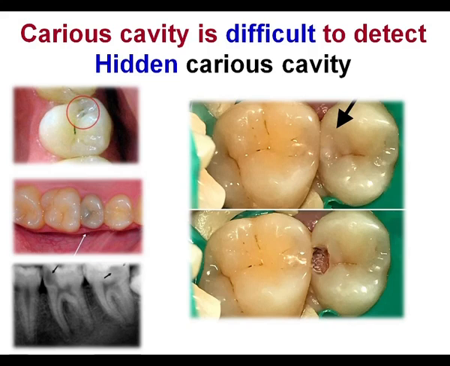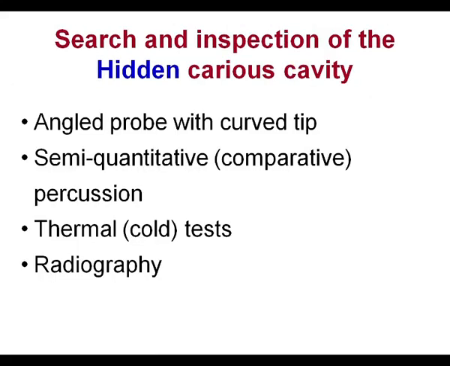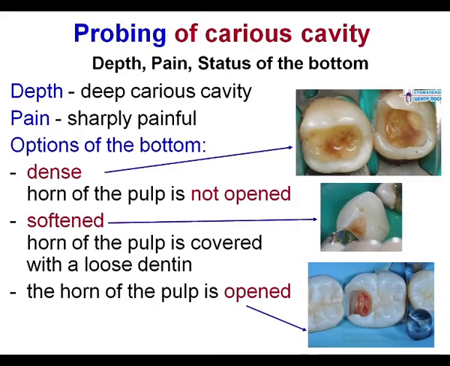So we use some additional methods like angle probing with a curved tip, semi-quantitative or comparative percussion, and thermal cold or hot tests, and of course radiography. The next method is probing. The aims of probing are depth, pain, and status of the bottom.